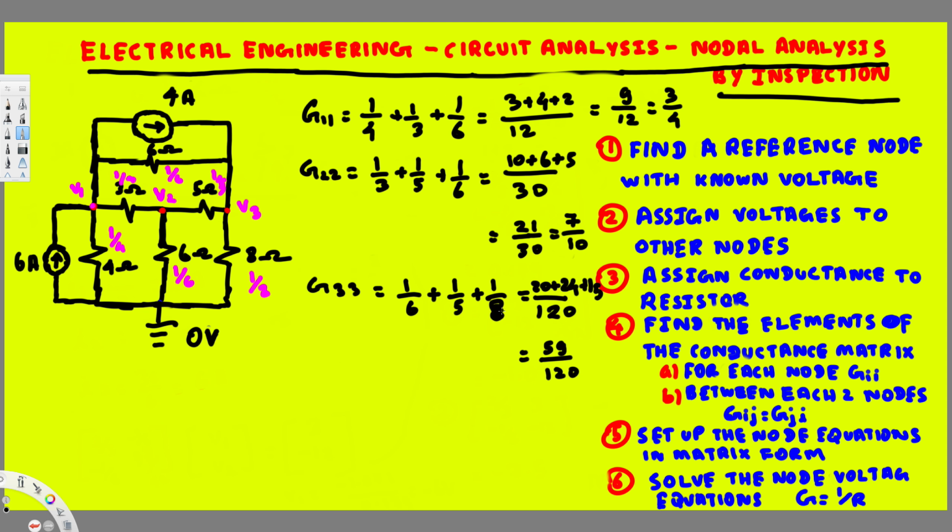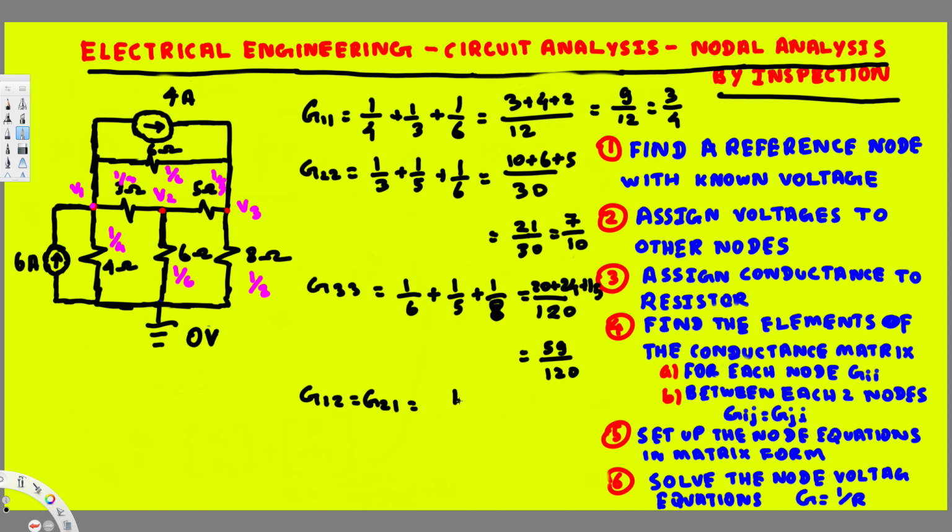Now we have all these 3 things. Now let's look at the next part. For the conductance between each 2 nodes, wherever we have voltages, we are going to look at the conductance in between. Since we have V1 and V2, we have to look at the conductance between V1 and V2. That's going to be G12, also G21, and the conductance between them is 1 over 3.